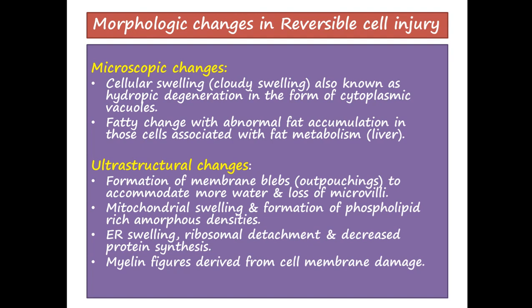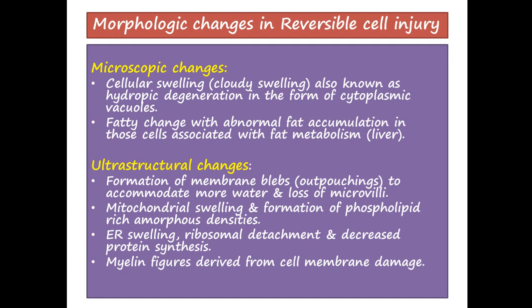So this is the cellular swelling or hydropic degeneration, a change that we can see through the light microscope in reversibly injured cells. The second change is the fatty change. But remember that fatty change is most obvious in those cells that deal with fat metabolism, for example, liver hepatocytes, cardiac muscle cells, and to some extent in the kidney and skeletal muscles.